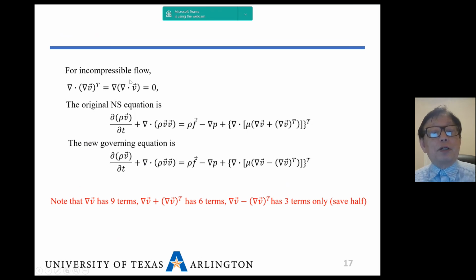For incompressible flow, it's even simpler. The original Navier-Stokes equations use strain, but the new governing equation uses vorticity. It looks similar, but the velocity gradient tensor has 9 terms, symmetric strain has 6 terms, but the vorticity only has 3 terms. The computation cost is cut by half.